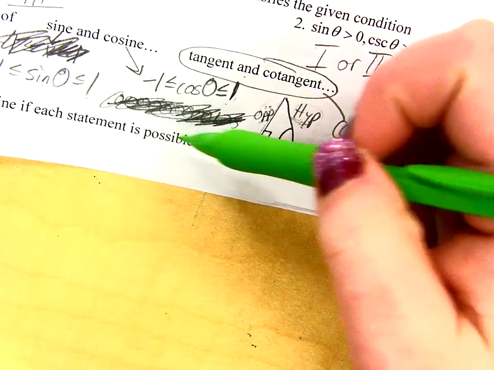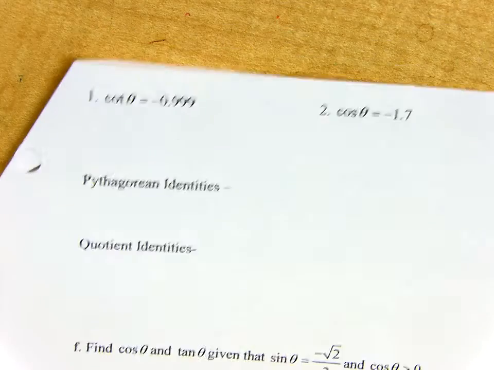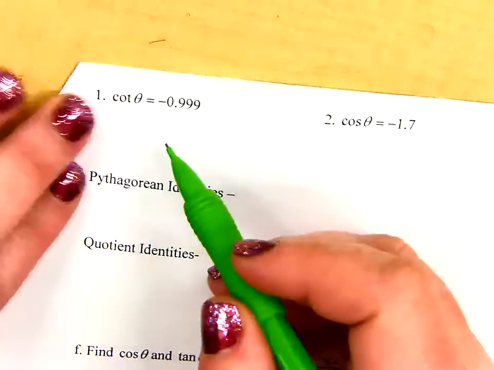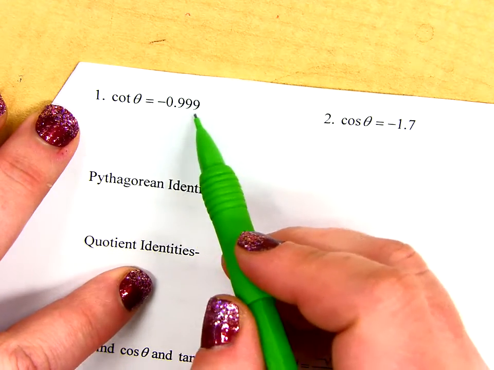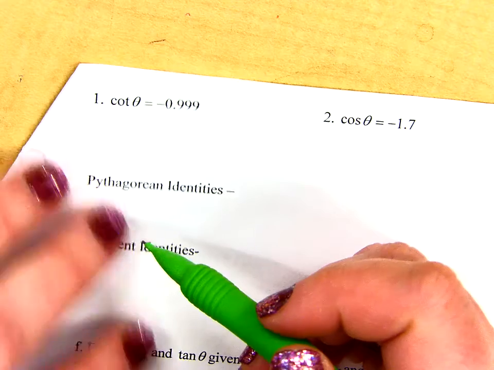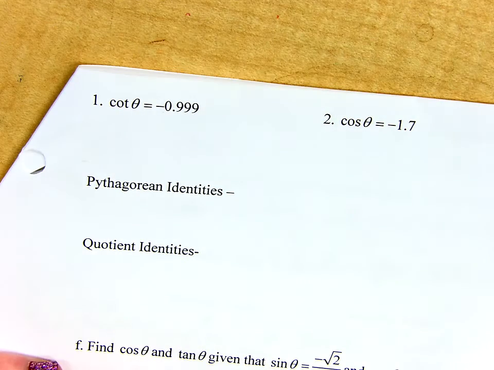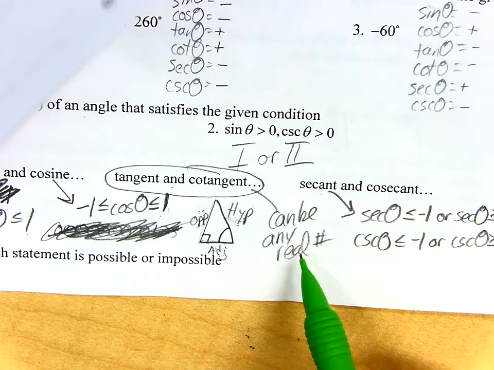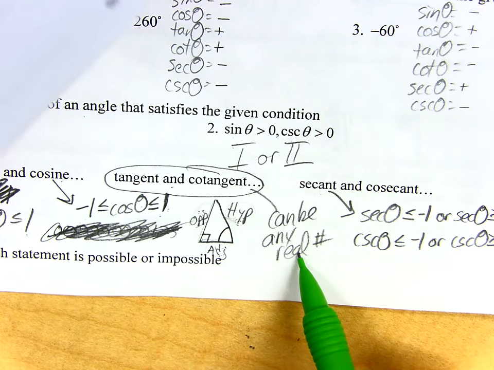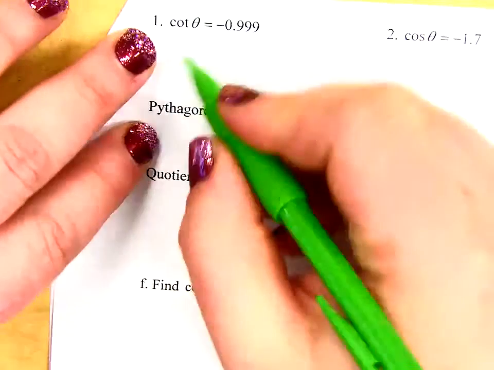Determine if each statement is possible or impossible. So based on what we just talked about, could you have a cotangent equal to -0.99999? What did we just say about cotangent? Did we actually write it down? Yeah, kind of. Both of them can be any real number. So could I have a cotangent of -0.999? Yeah, because it can be anything. So yes, this is possible.